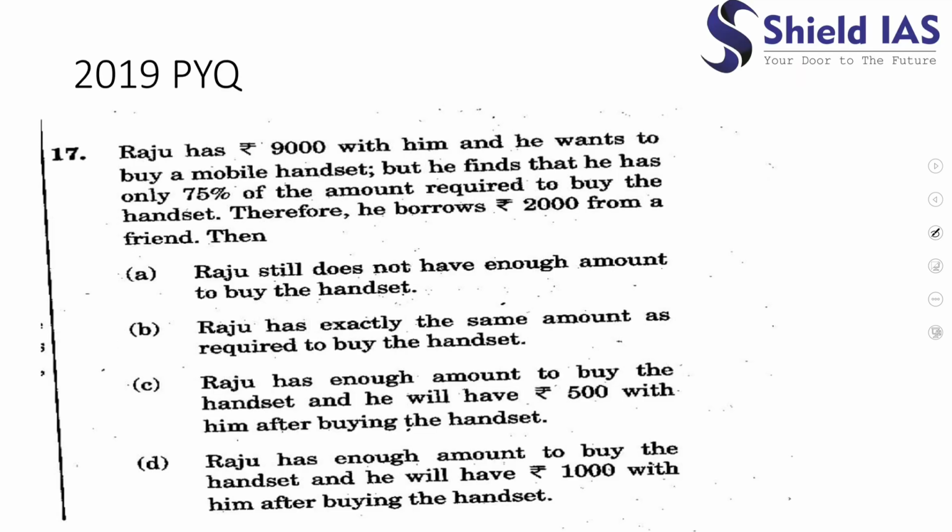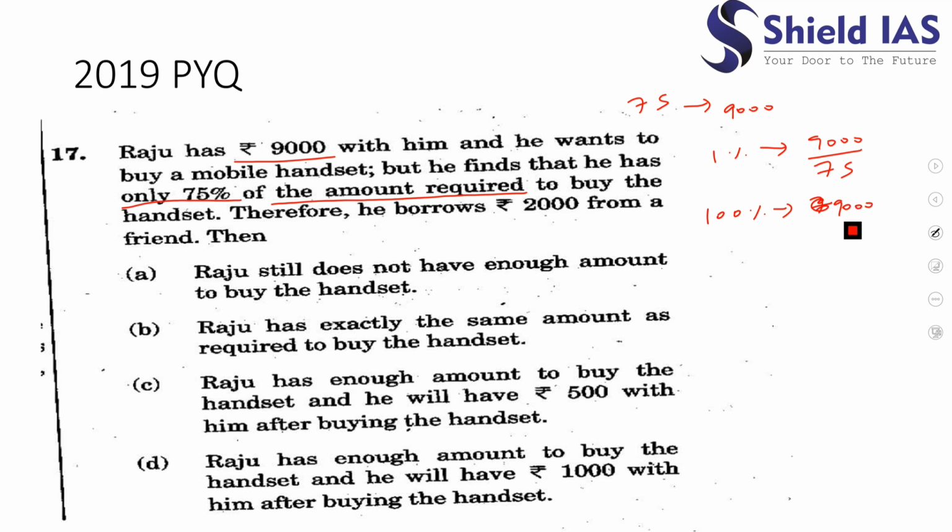Now this is the next question. It says Raju has rupees 9,000 with him and he wants to buy a mobile handset, but he finds that he has only 75% of the amount required. So 9,000 is 75%. What would be 1%? It would be 9,000 upon 75. What would be the 100% cost of the mobile?